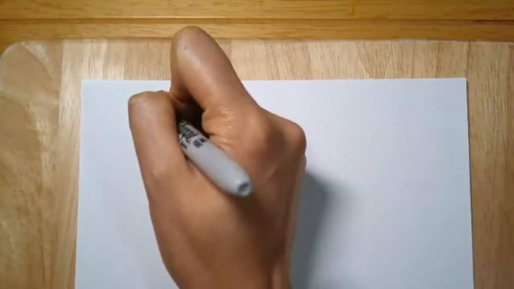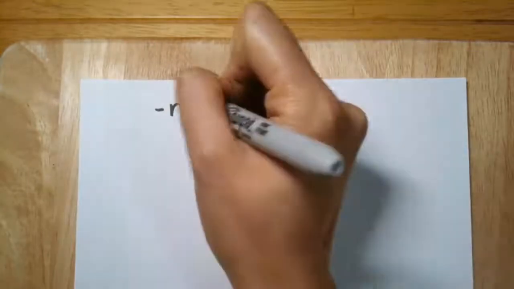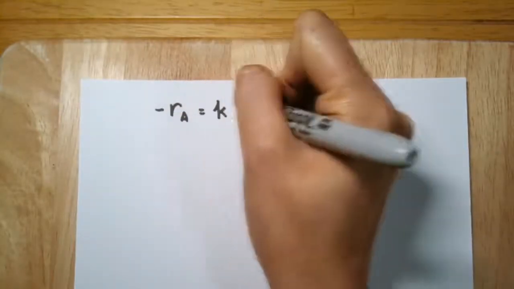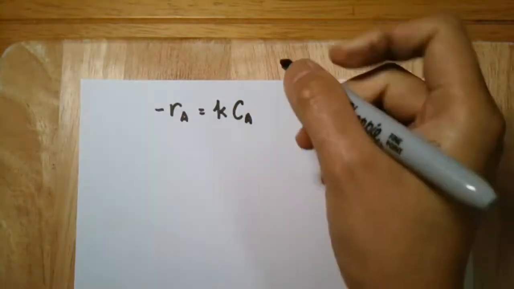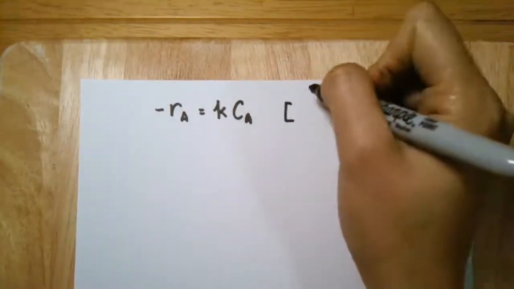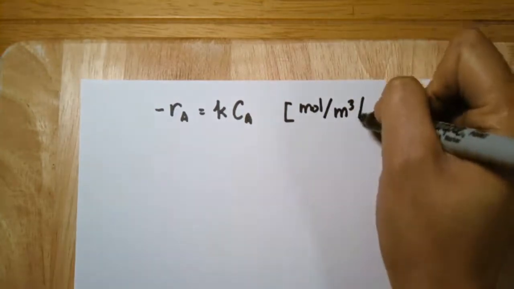The second problem asks you to solve a batch reaction problem with a rate given by negative RA, so the rate of consumption of reactant A. This is equal to k, the rate constant, times the concentration of A. And the units are mole per meter cubed per second.